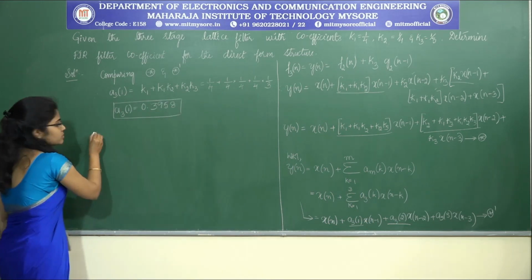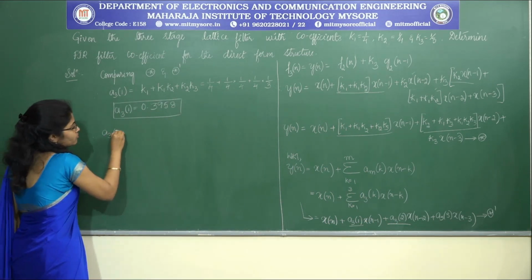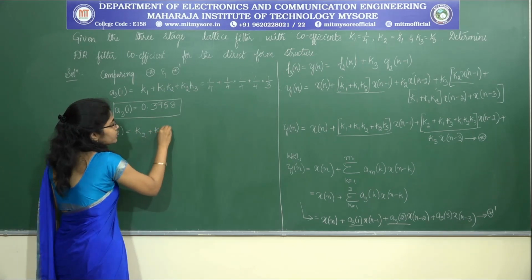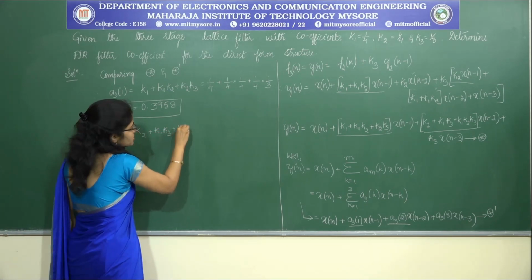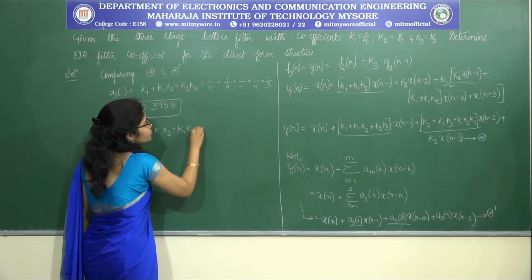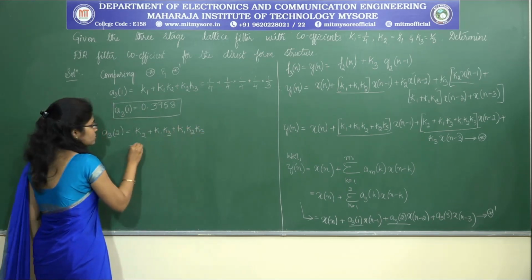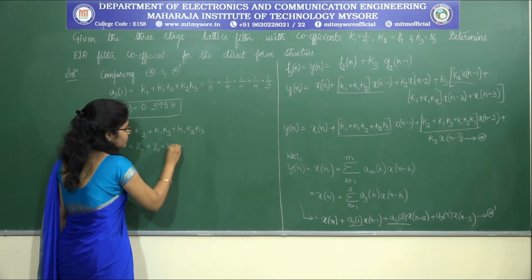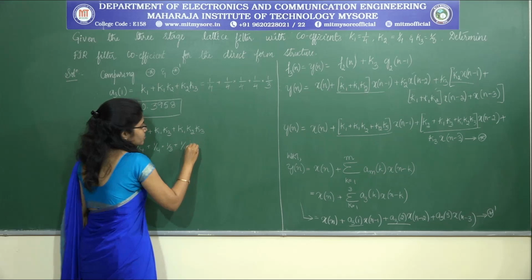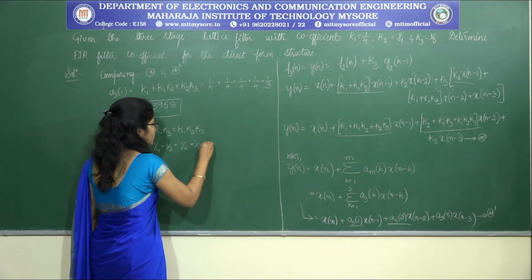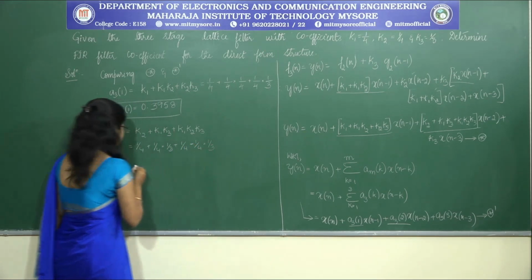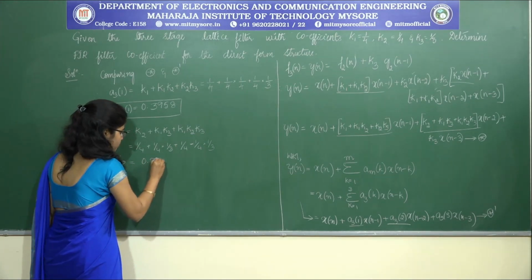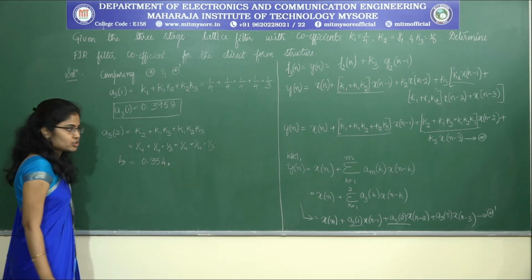So what we got? Therefore, a3 of 2 is equal to k2 plus k1 k3 plus k1 k2 k3. If I substitute the values, k2 is 1 by 4, k1 is 1 by 4, k3 is 1 by 3, plus 1 by 4 into 1 by 4 into 1 by 3. The value of a3 of 2 is 0.354. We got the second coefficient also.